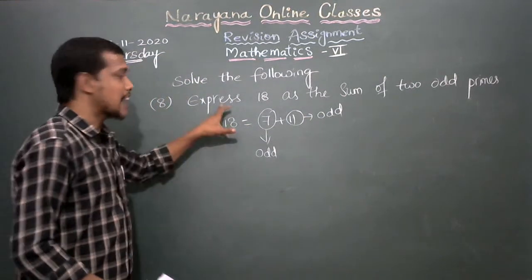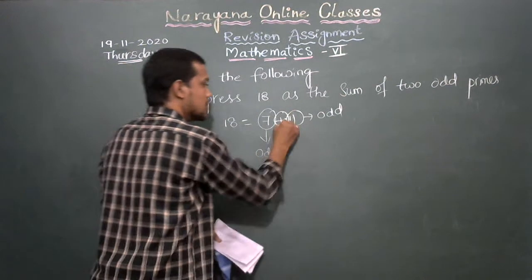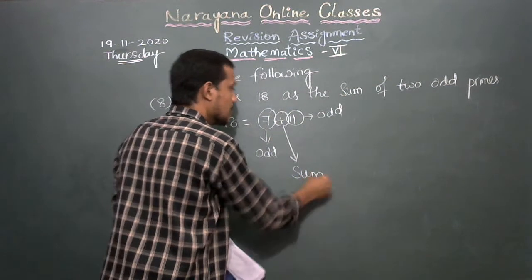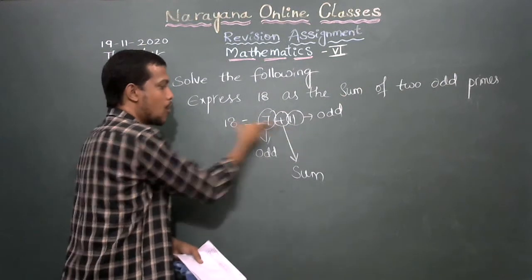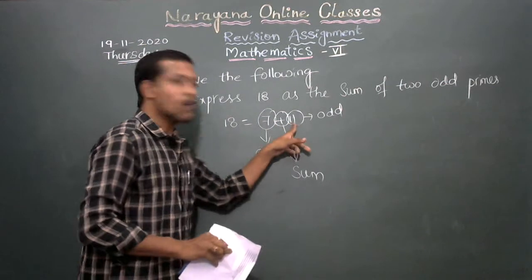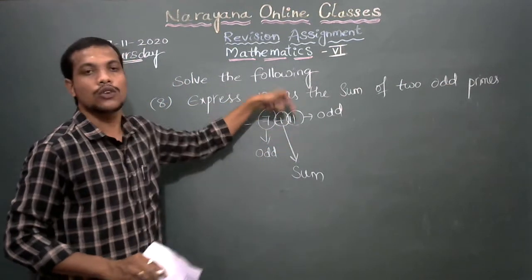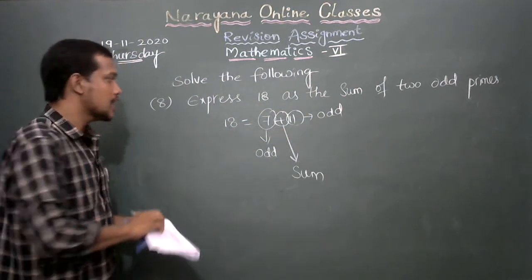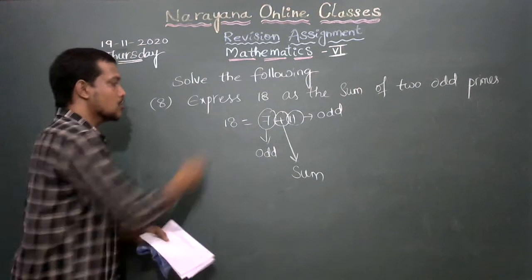So what they are asking: express 18 as a sum of two odd primes. So I am taking two odd prime numbers. 7 is odd as well as prime. 11 is odd as well as prime. So here I am taking 7 and 11, both are odd primes. When we add 7 plus 11, we get 18.